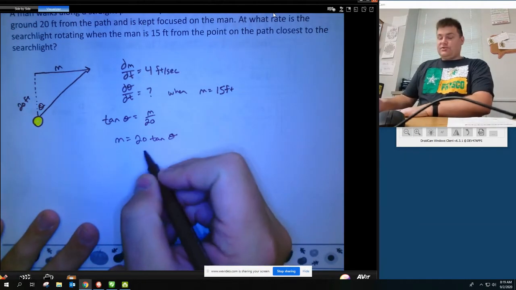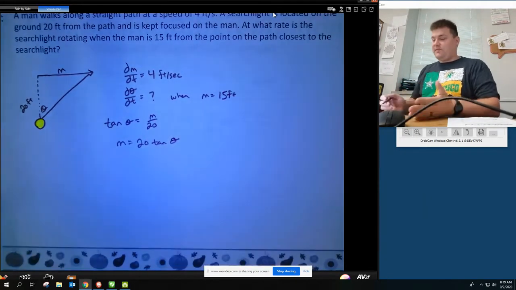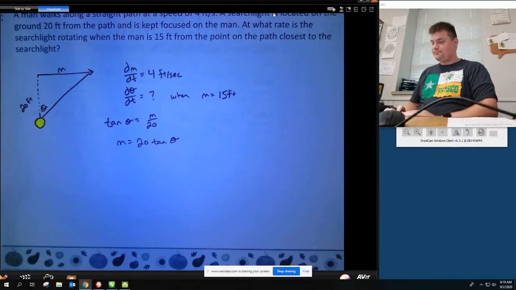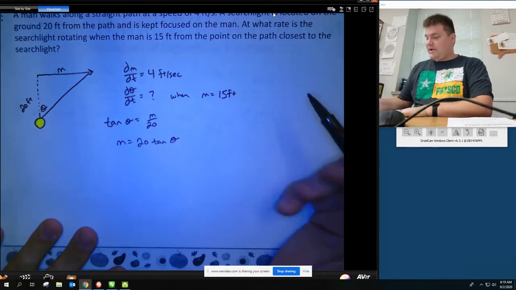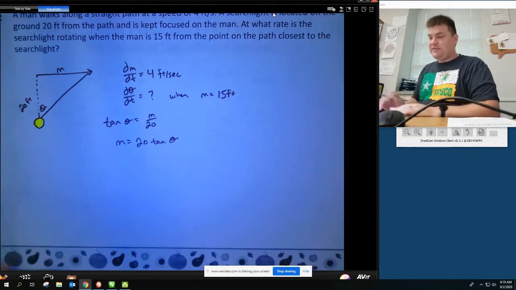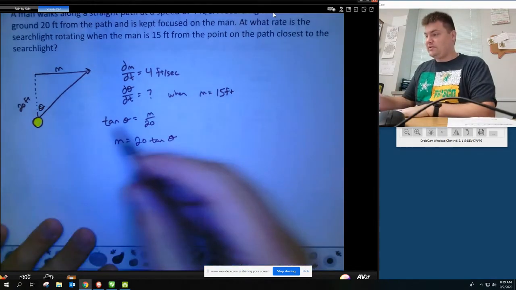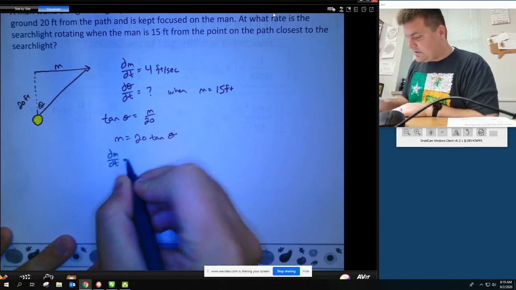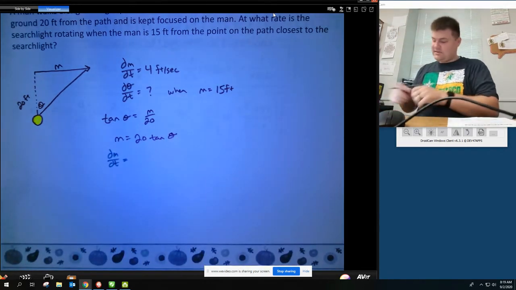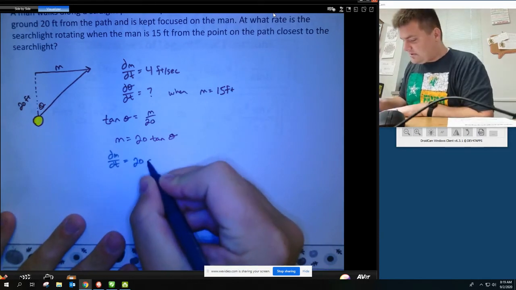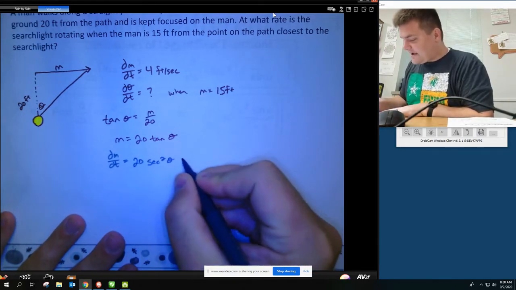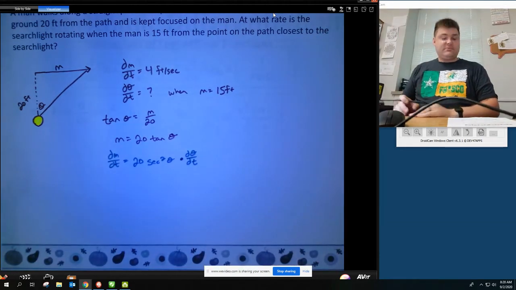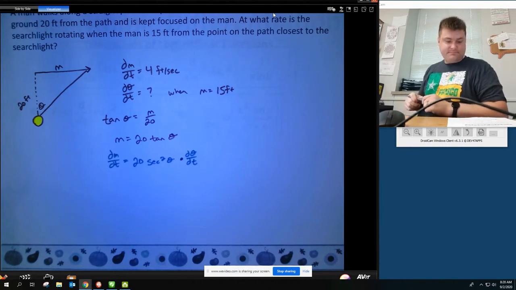We're ready to take the derivative now. There's no other substituting. I just have my two variables. I'm going to get a dm dt when I take the derivative, and I'm going to get a d theta dt. I might need a little helper equation later to start solving, but I'll get there when I need it. So when I take the derivative, I get dm dt equals the derivative of tangent, which is secant squared. So it's 20 secant squared theta, and you have to tag it with d theta dt, since it's a time derivative. This is my entire setup.